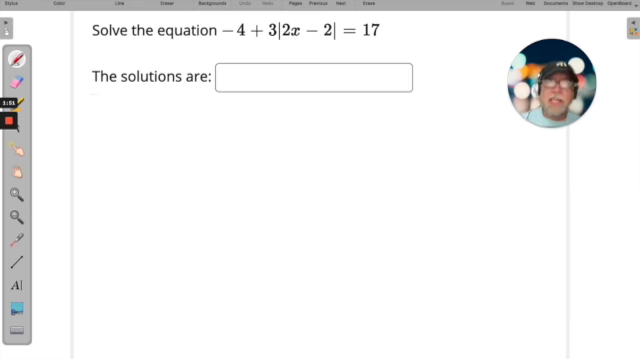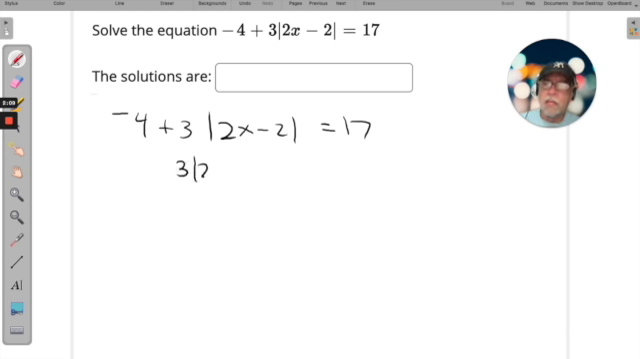Next one, let's look at this one. Remember, this is one of those slice and dice ones where you have to get rid of anything that is not absolute value before you attempt to solve it. So we're going to take care of this right off the bat. 2x minus 2 equaling 17. We don't solve yet. We wait until we finish this. We're going to add 4 to both sides, and then get 2x minus 2 equaling 21. Divide by 3, you can get absolute value of 2x minus 2 equaling 7. Only then do you begin to solve this.